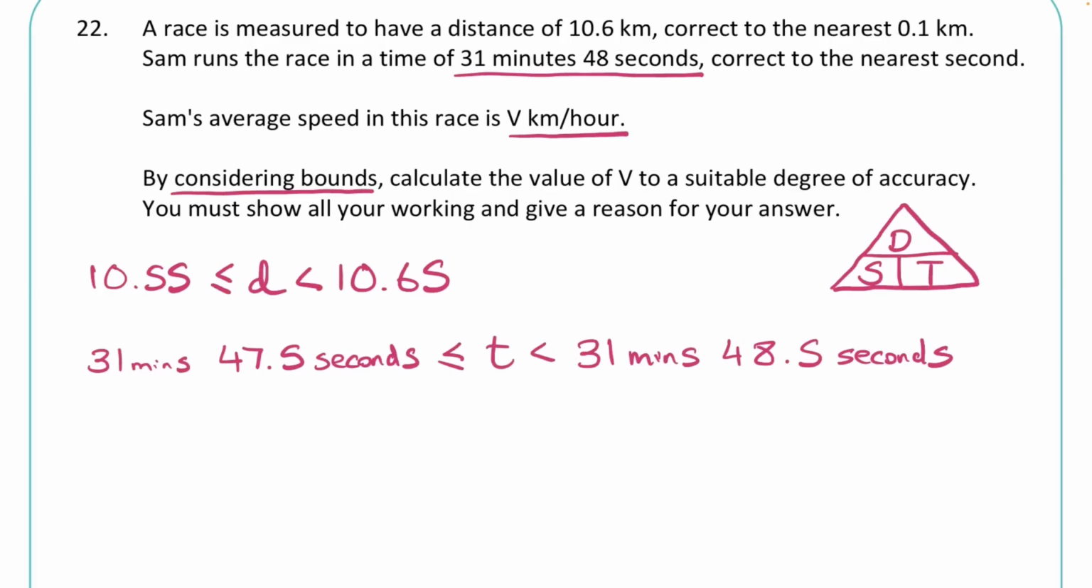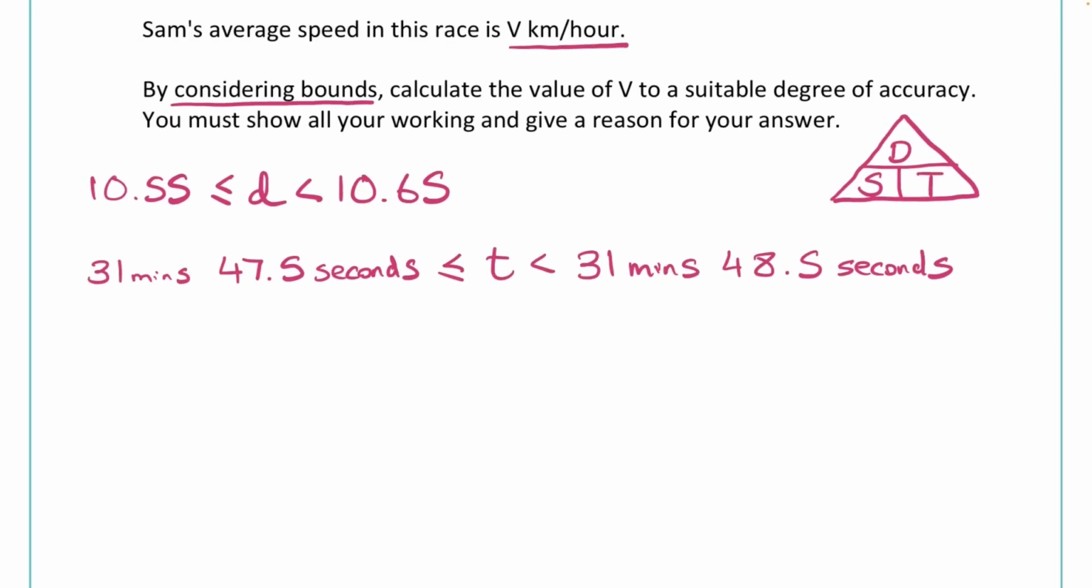Now in order to work out the speed here in kilometres per hour, I'm going to need these times in hours. So to convert these into hours, I'm going to first want to convert this into seconds. Because we have minutes and seconds, it's a real pain. So let's start by multiplying the 31 minutes by 60 and then adding on this additional 47.5.